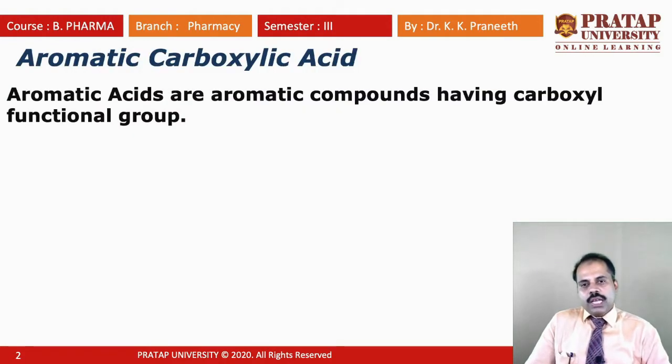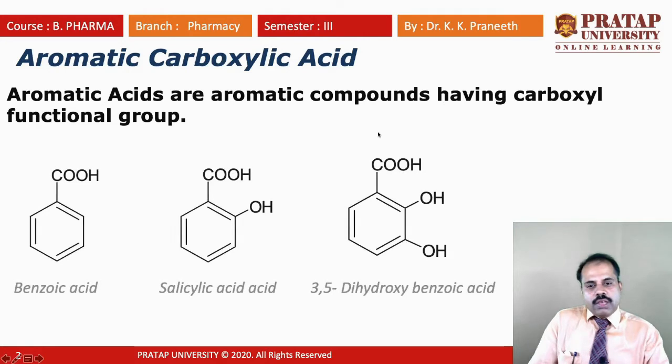So what are aromatic acids, or aromatic carboxylic acids specifically? Aromatic acids are aromatic compounds having a carboxyl functional group. We already know that the carboxyl group is a COOH group, C double bond O, OH. So an aromatic carboxylic acid contains this carboxyl group along with an aromatic ring, like a benzene ring. Here I have given three different examples of aromatic carboxylic acids.